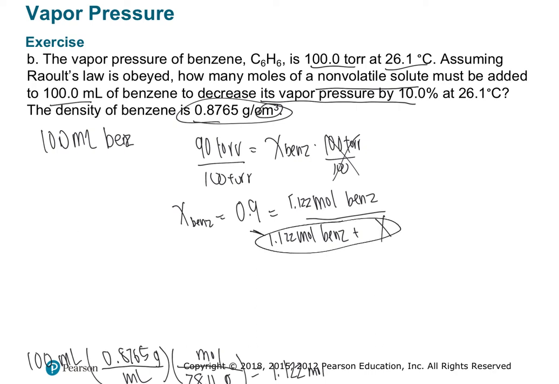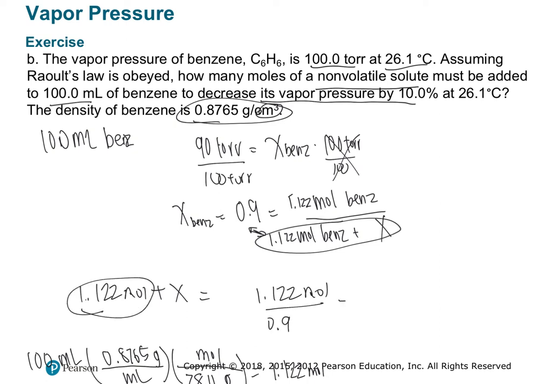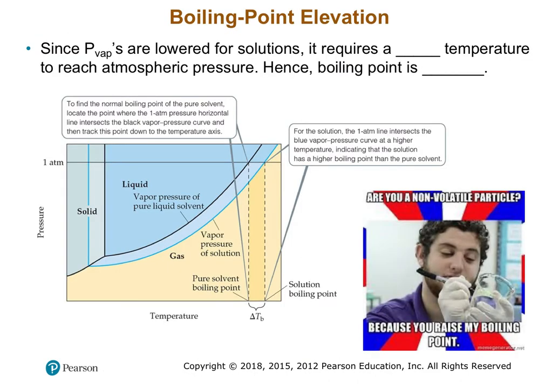I'm actually just going to cross multiply. So I'm going to switch my denominator with my other side. So I have 1.122 moles plus x equals 1.122 moles divided by 0.9. And then I'm going to move this guy over by subtracting 1.122 moles. So now I have x by itself. So I'm going to do this calculation, and I get the amount of moles of my solute, x, equals 0.1247 moles.